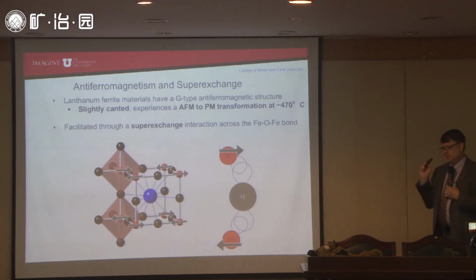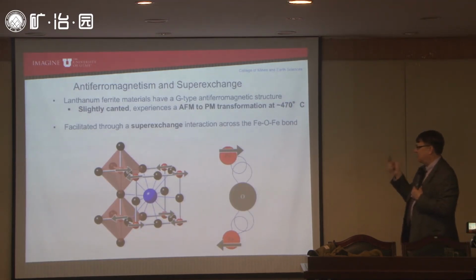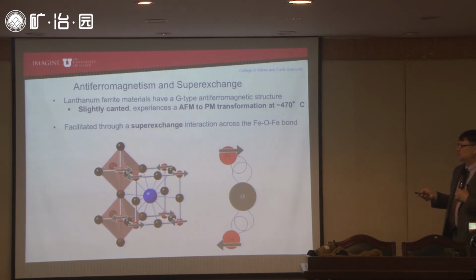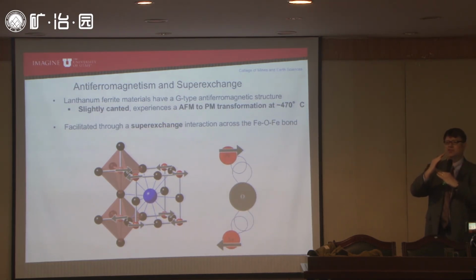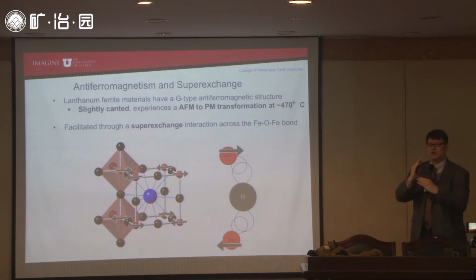When you think about it, this took a little while to think about. The antiferromagnetic to paramagnetic phase transformation in these materials has to occur because of what's called a superexchange interaction associated with the canting of the iron and oxygen atoms. So this canting influences the antiferromagnetic behavior. Antiferromagnetic behavior means that you've got these opposite spins in the iron atoms, and these spins couple across the oxygen.